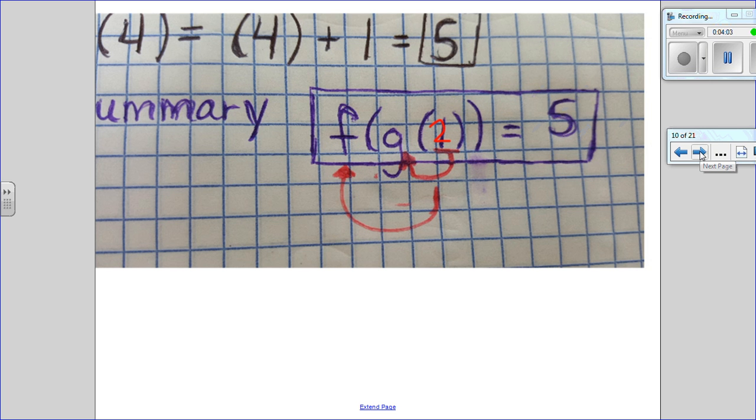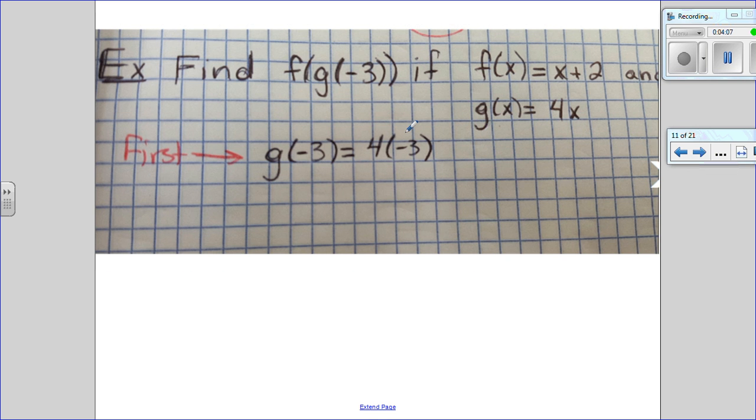Okay, go ahead and do 2 more examples. Go ahead and copy this first, and then I will explain in a little bit. So I'll probably pause here.